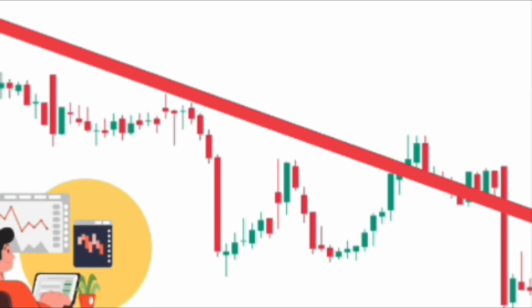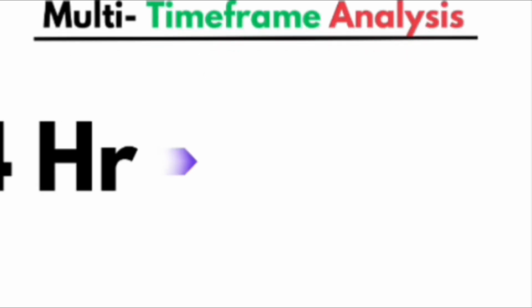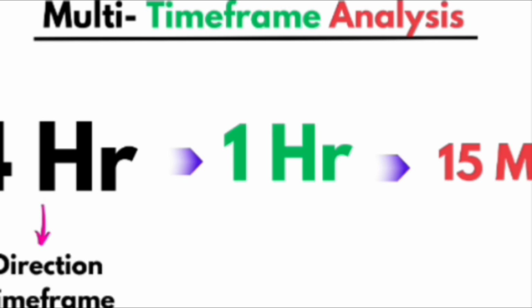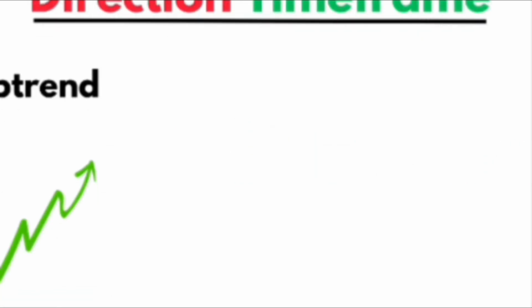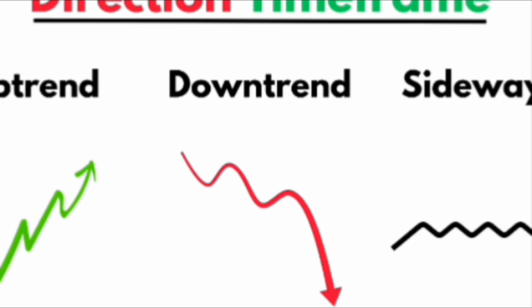So first, let's understand what multi-time frame analysis actually is. It is a method of analyzing the market where you begin with the higher time frame and gradually move down to the lower time frames. This process involves three important time frames. The first is the direction time frame. This is used to identify the overall market direction. You simply determine whether the price is moving up, moving down, or ranging sideways. This gives you a clear picture of the overall trend.